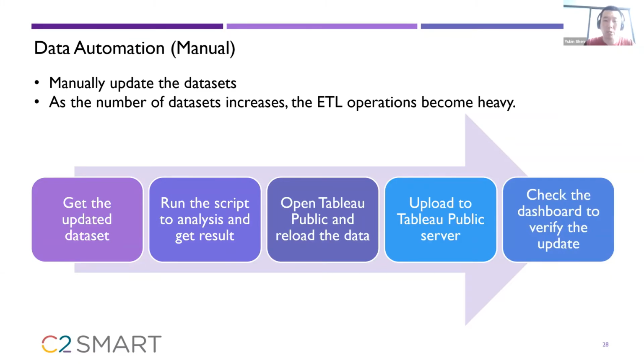This graph shows the procedure of how we update the dashboard. You can see that we have 5 steps. We have to get the updated data set first, and then we run the script to analyze it. And then we open the Tableau Public to reload the data. And then we upload the data sheet to the Tableau Public server. And finally, we check the result to make sure that it is good enough.